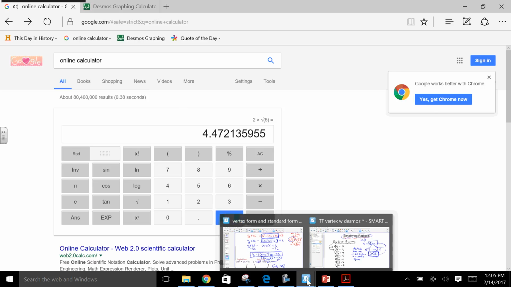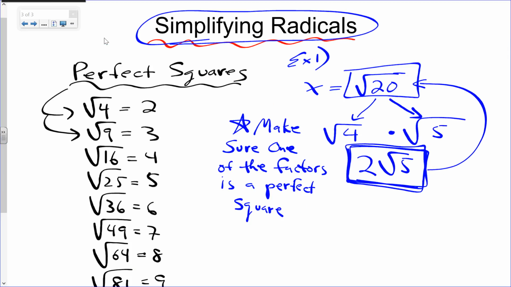So, back over here. 2 square root of 5 is exactly the same value as the square root of 20. This is the same thing. This is just a simplified version of square root of 20. Try another one. Example 2.